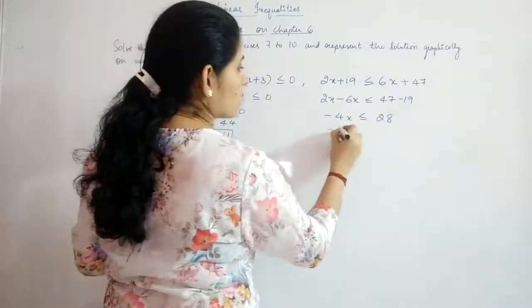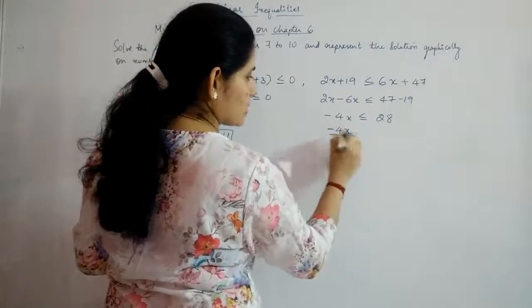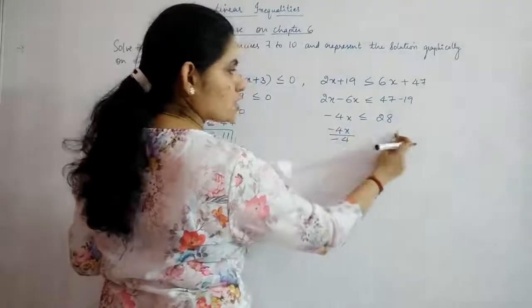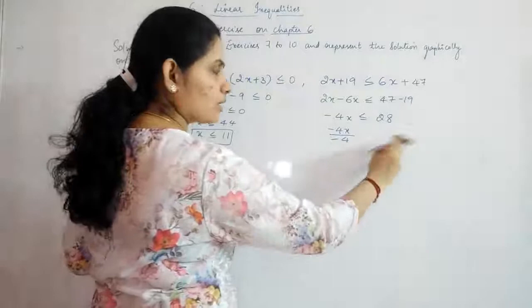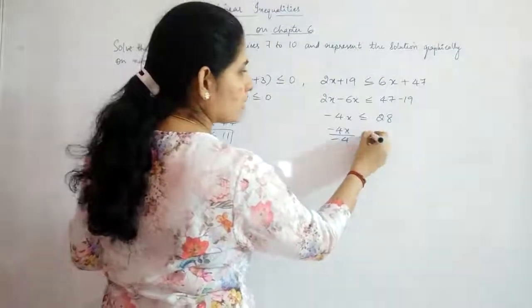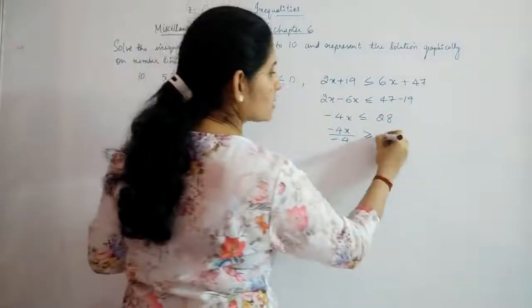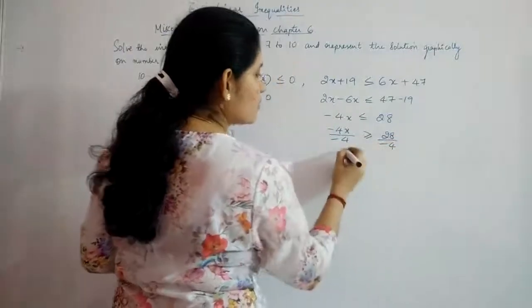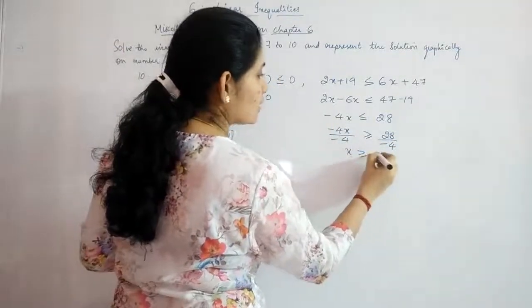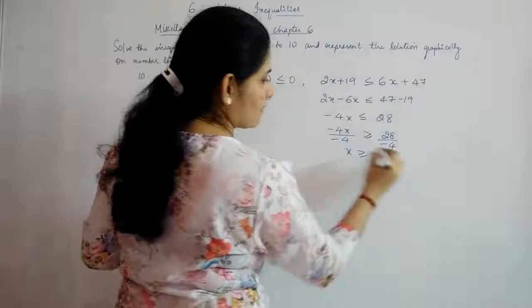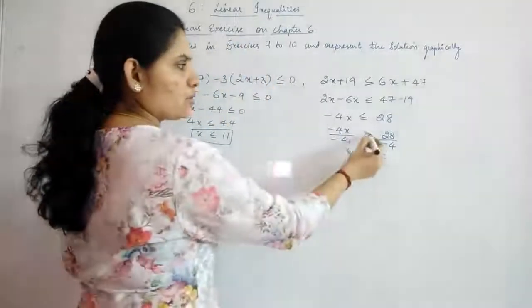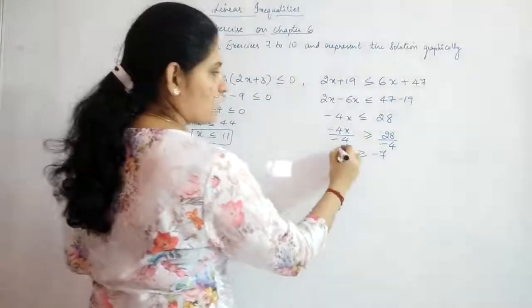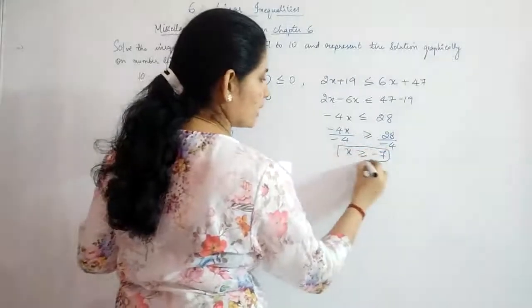So this will give you minus 4x divided by minus 4. The right hand side should not go wrong, otherwise you will forget the negative sign. You will just change the inequality, but this is actually 28 by minus 4, so that here you are getting x is greater than or equal to minus 7. Okay, so the inequality has been changed and you have got x is greater than or equal to minus 7.